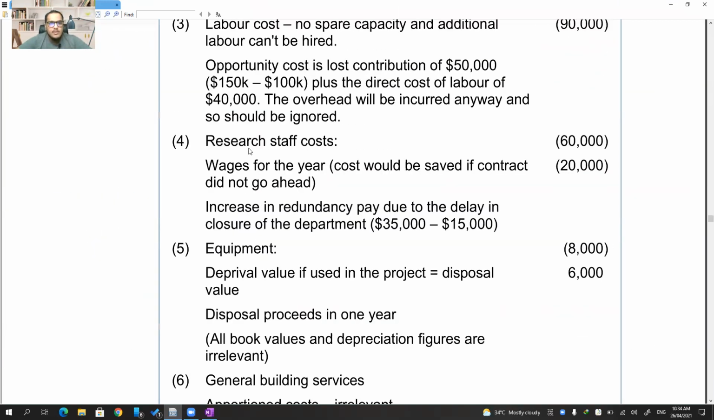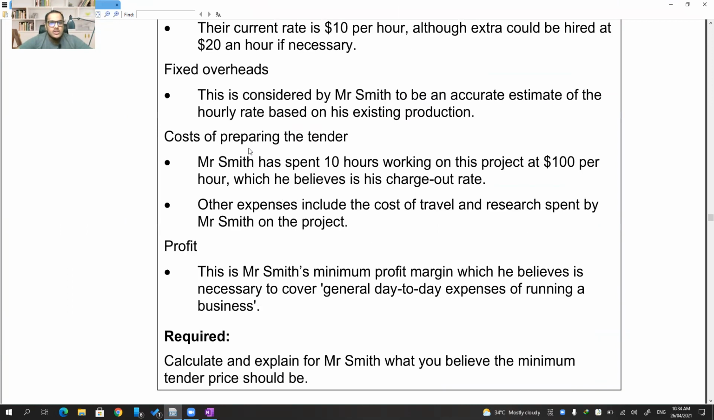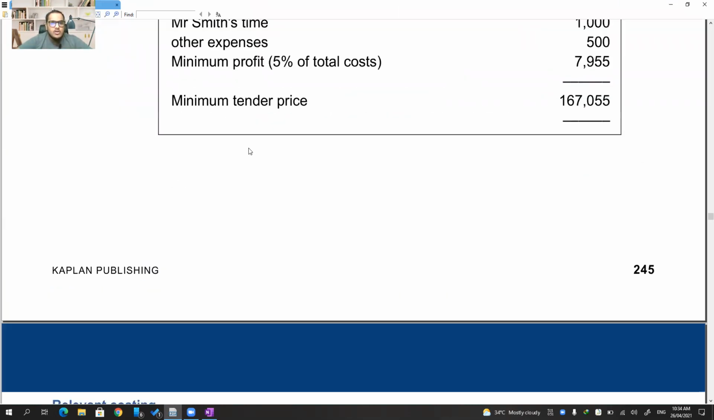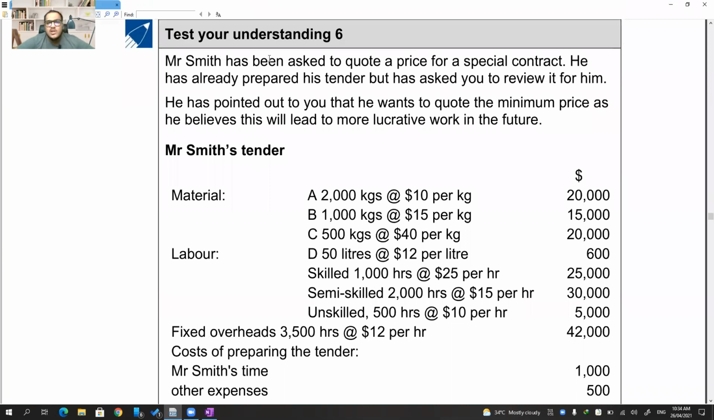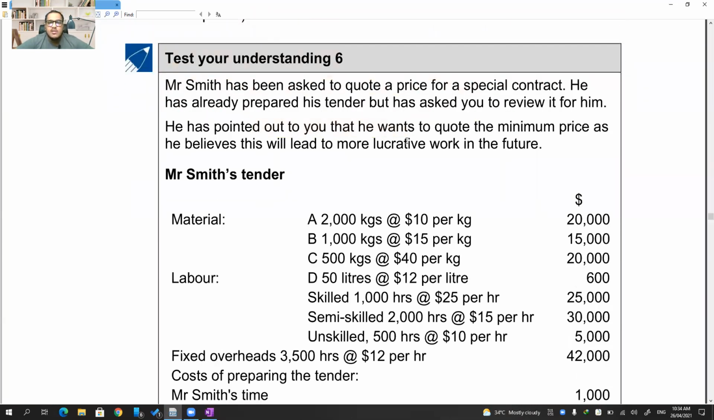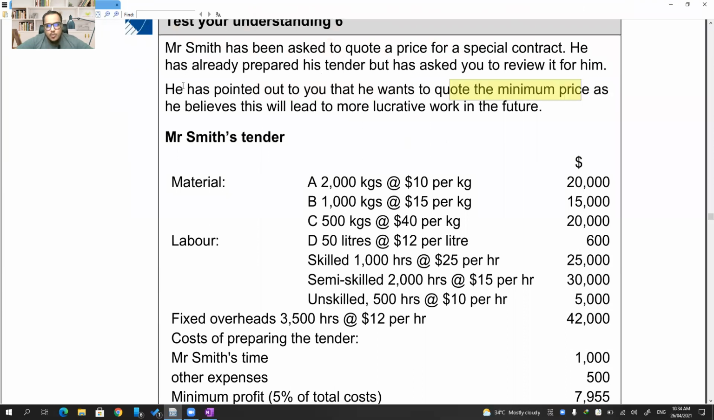We have 7 minutes, so let's deal with this question in these 7 minutes. I'm not going to solve the question, I'll just discuss it very quickly. See, Mr. Smith has been asked to quote a price for a special contract. He has already prepared his tender, but he asked you to review it for him. He has pointed out that he wants to quote the minimum price, as he believes this will lead to more lucrative work in the future. They're asking you what is the minimum agreeable price.